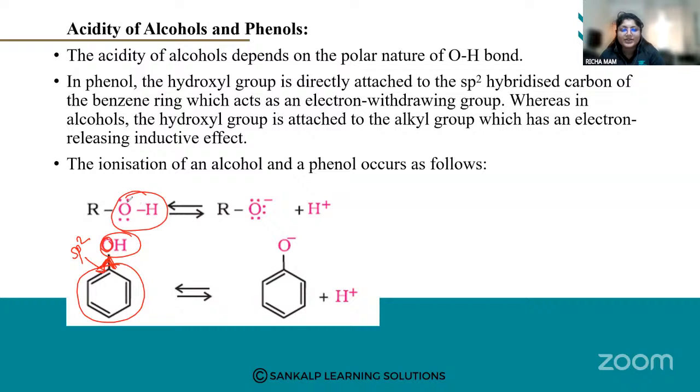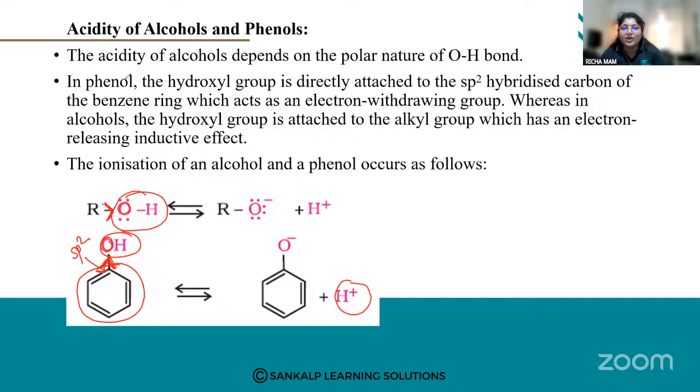The OH group is attached to your alkyl group, and this alkyl group is an electron donating group. So what will happen? The ionization takes place in such a way that H plus is left and it forms a phenoxide ion. So this is the acidity. When we are talking about the acidity, the respective alkoxide and phenoxide are formed.